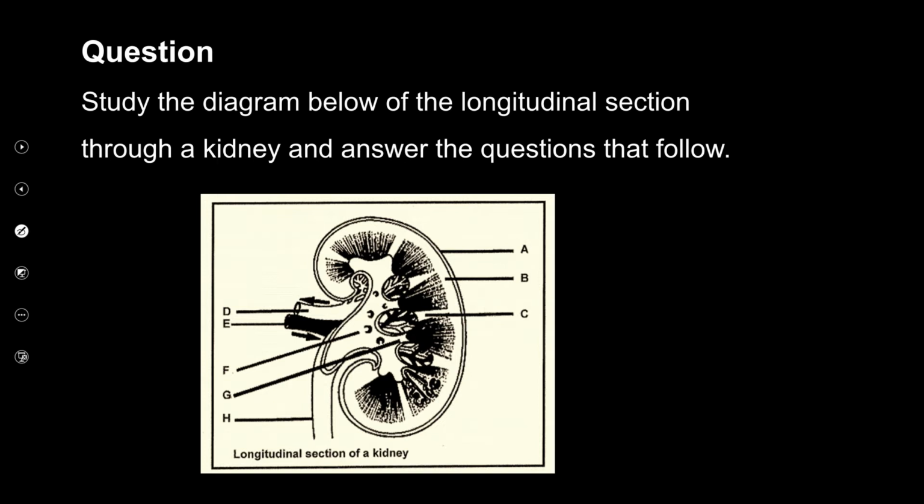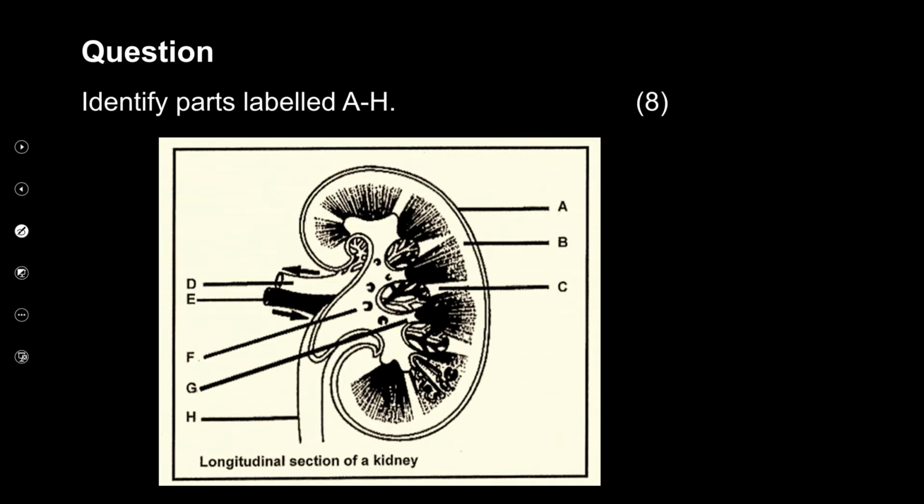As soon as you see it, it's the macroscopic structure. It says to you, study the diagram below of the longitudinal section through a kidney and answer the questions that follow. Now, if we look at our very first question, 8 marks. 8 marks is quite a lot, and all they want you to do is to label it. As I said to you, when we label it, you must know the macroscopic structure of the kidney. You must be able to label it.